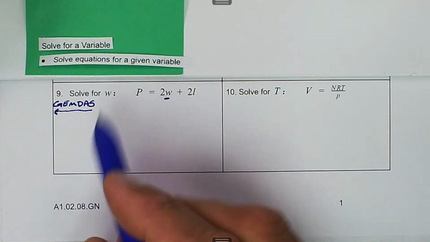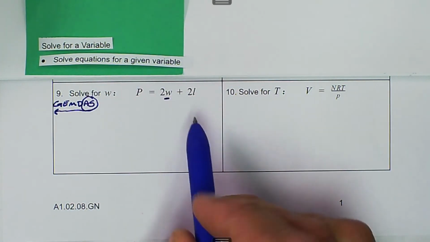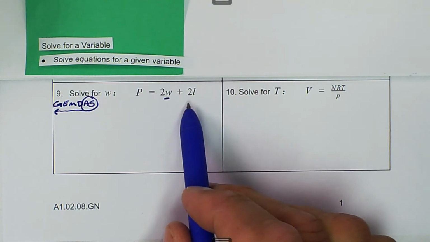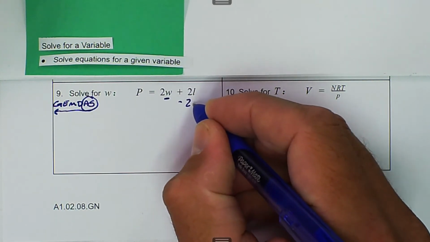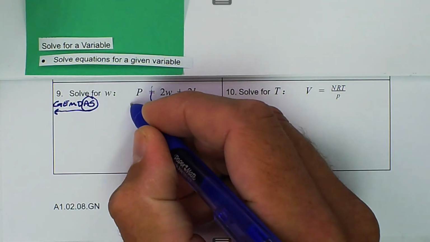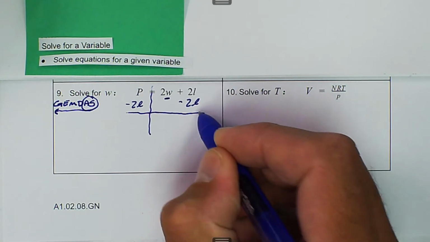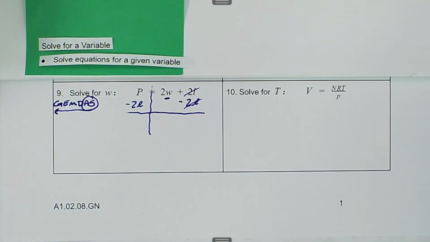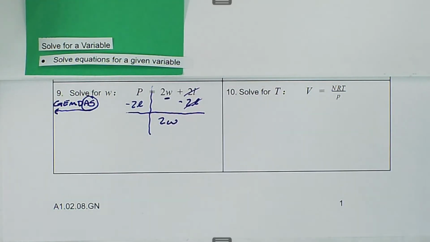The first thing says, look for addition and subtraction. We have addition here, so the inverse of addition is subtraction, and I want to subtract these both. So I want to subtract 2L from both sides of the equal sign. Now, why do we subtract 2L? Inverse operations cancel there. So what we're left with on the right side is 2W.